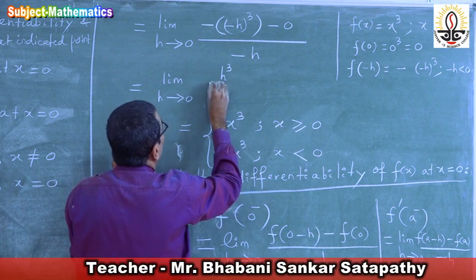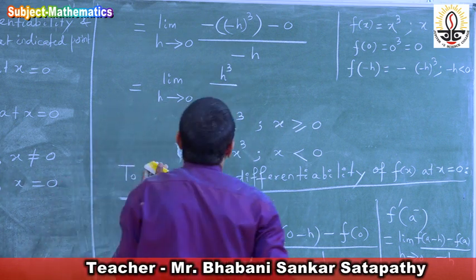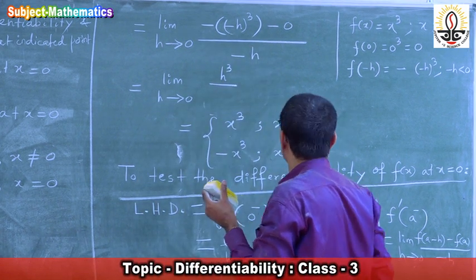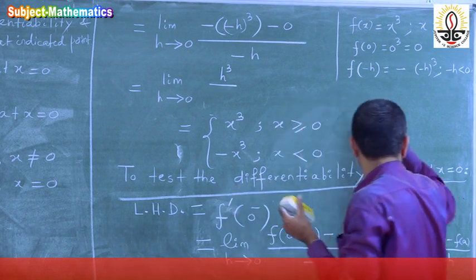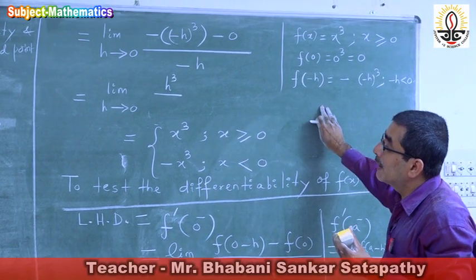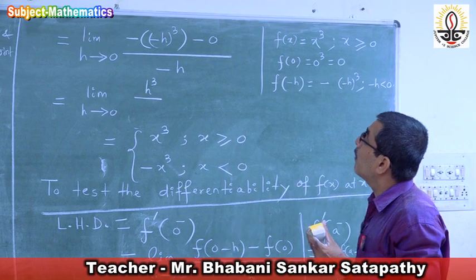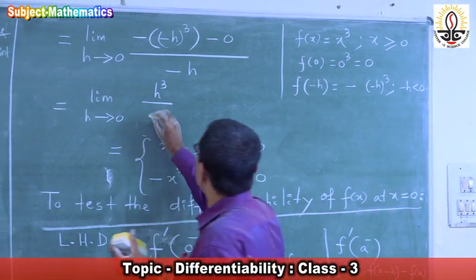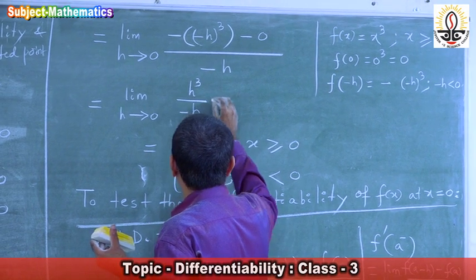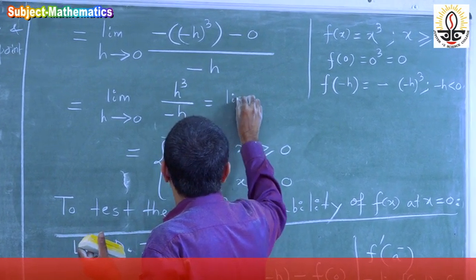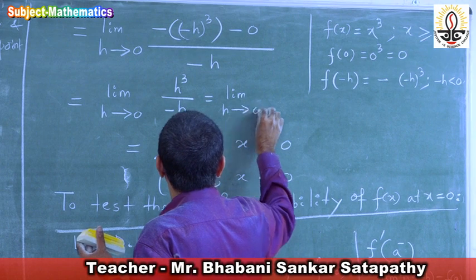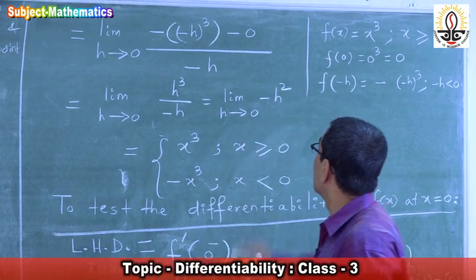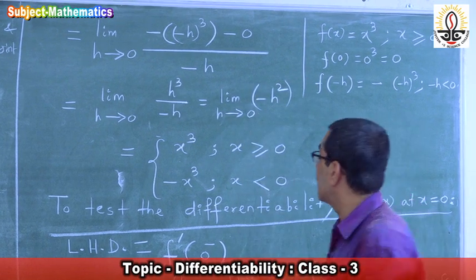This is equal to h cube divided by... this is equal to minus of f of x is equal to minus x cube. So, minus of (minus h) cube divided by minus h, that is equal to limit h approaches 0. This value becomes minus h square.